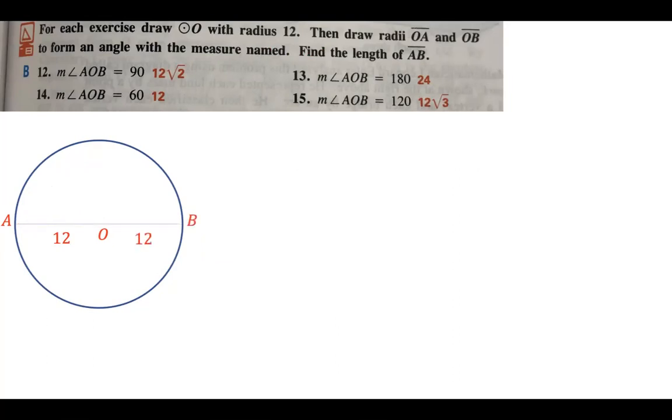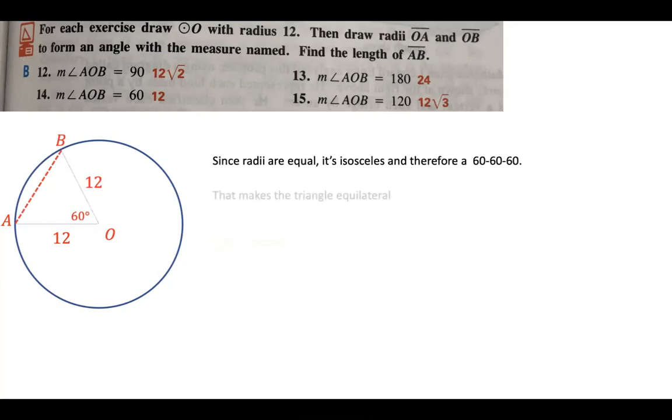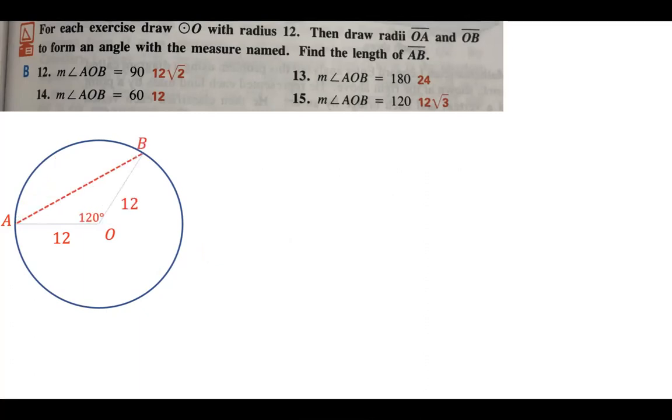All of these either end up being special right triangles or something like that, some little trick involved. Number 13, if you think about it, if it's 180 degrees, then it's a diameter. So therefore, 12 and 12 is 24. Number 14, well, we've got a 60-degree angle. If we make a triangle out of that, it's still isosceles, so the other angles are equal. If one of the angles is 60, that leaves 120 degrees, divide that by 2, and that means they're all 60, so it's equilateral, so all the sides are equal. Therefore, AB is 12.